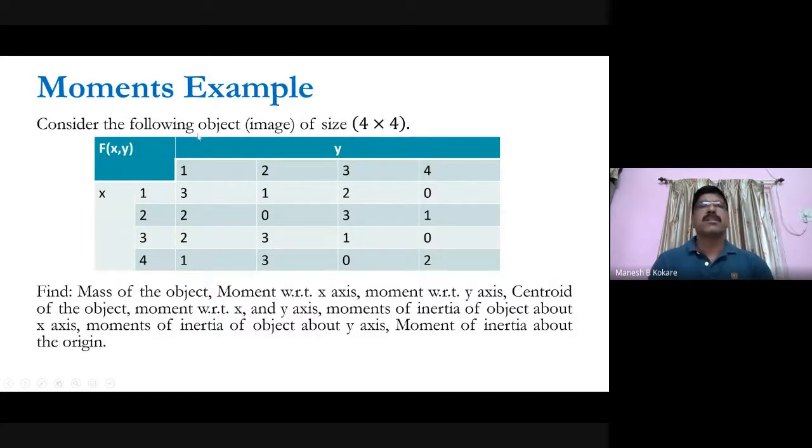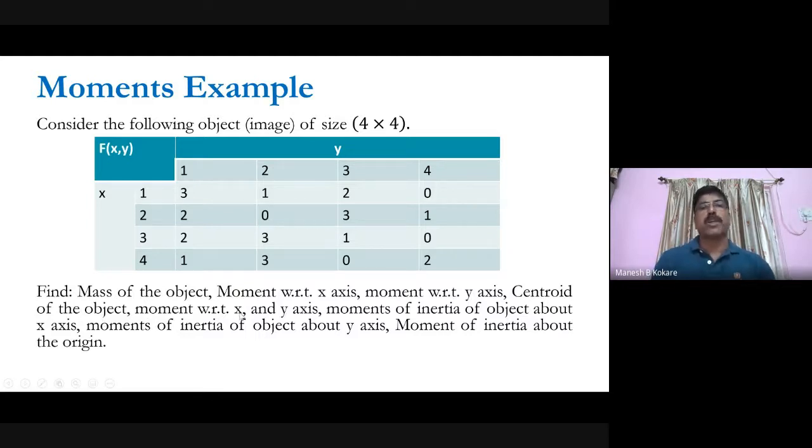Now consider this image of 4 by 4, and we have to calculate the different moments, like the mass of the object, the moment with respect to the x-axis, the moment with respect to the y-axis, the centroid of the object, and then the moment with respect to x and y-axis. Sorry, there should not be any comma here. So this is the moment with respect to x and y-axis, that is nothing but m11. The mass of the object is m00. The moment with respect to the x-axis is m10. The moment with respect to the y-axis is m01. Then for the centroid, you have to calculate m10 divided by m00 and m01 divided by m00.